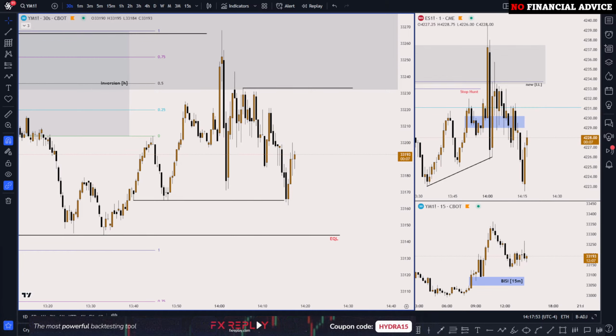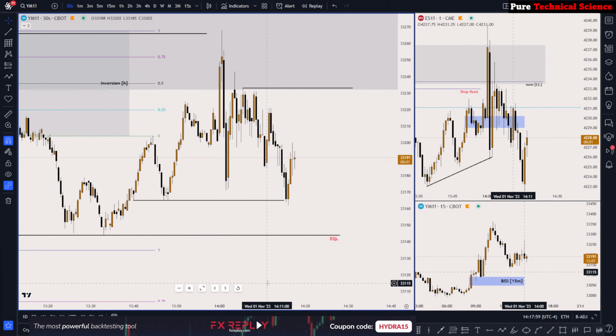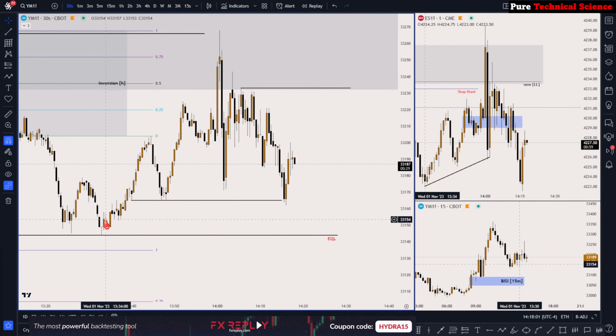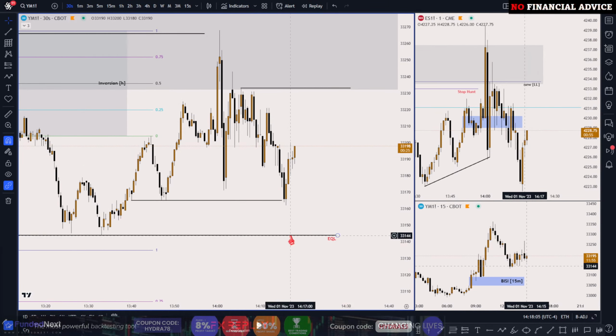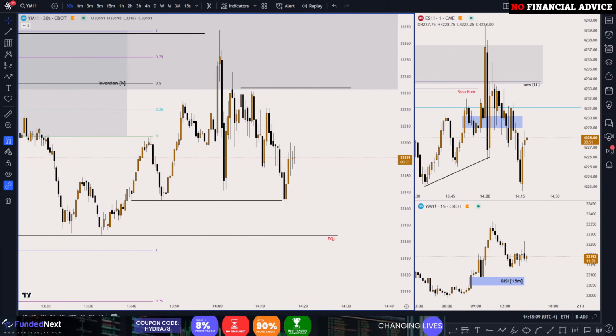Power of 3, AMD. Yes, accumulation, manipulation, and distribution. This is the same thing happening here. So what I believe, we basically did the manipulation part. We still have this relative equal low down here, right? So let's see what price does.